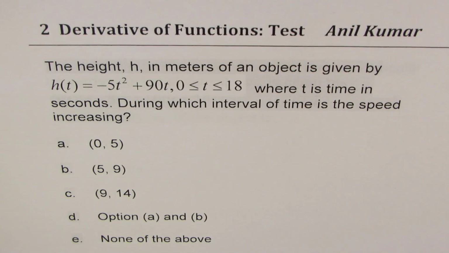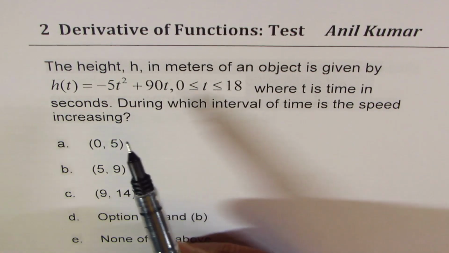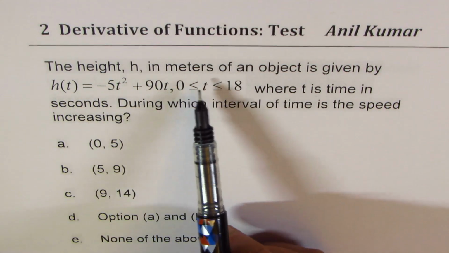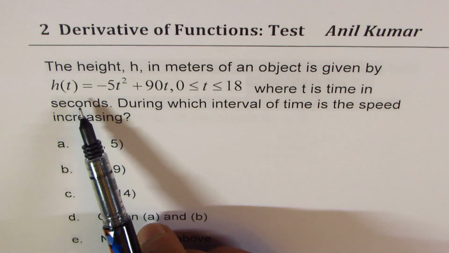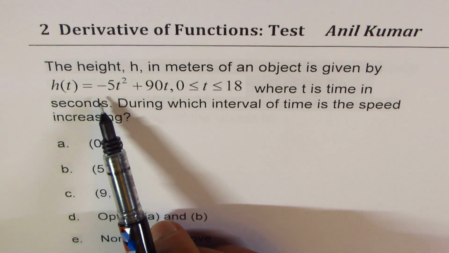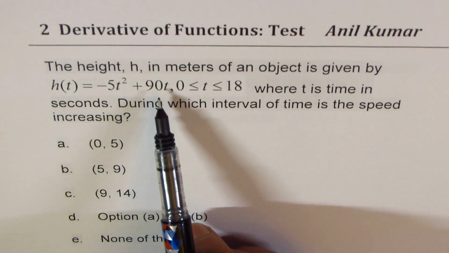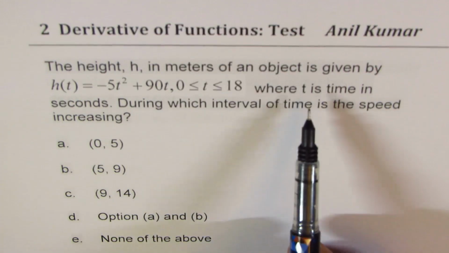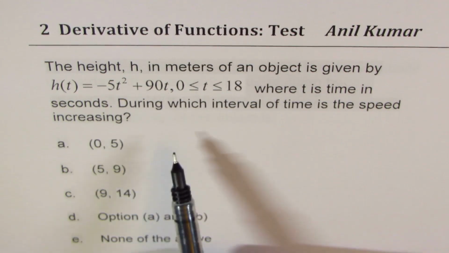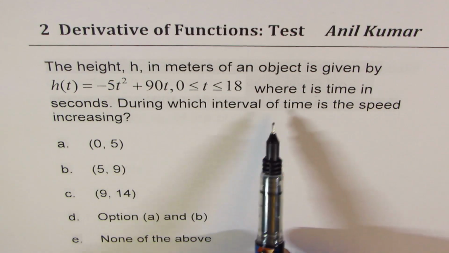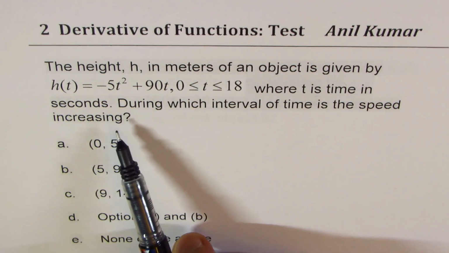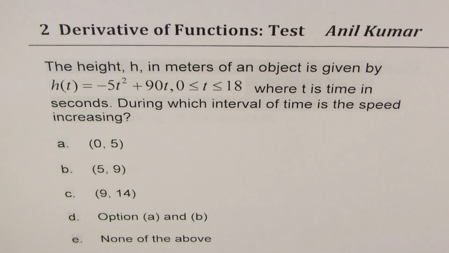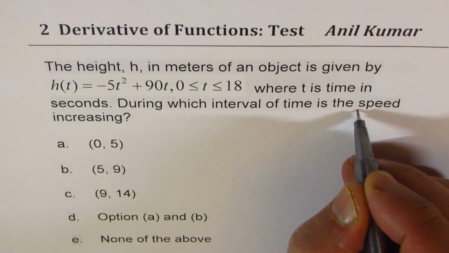We're almost at the end. Two more questions to go. The question here is, the height h in meters of an object is given by h of t equals minus 5t squared plus 90t, where t is between 0 and 18 and t is time in seconds. During which interval of time is the speed increasing? Well, the keyword here is speed.